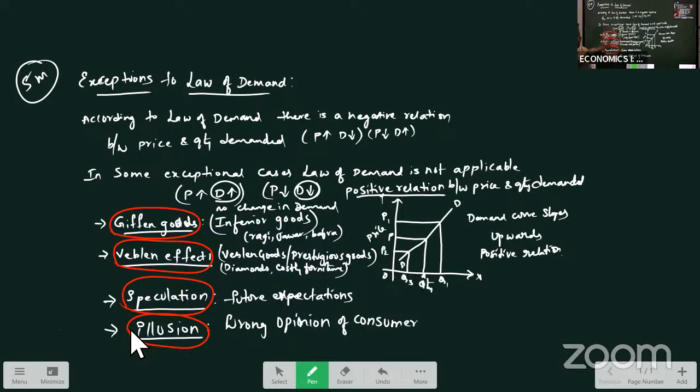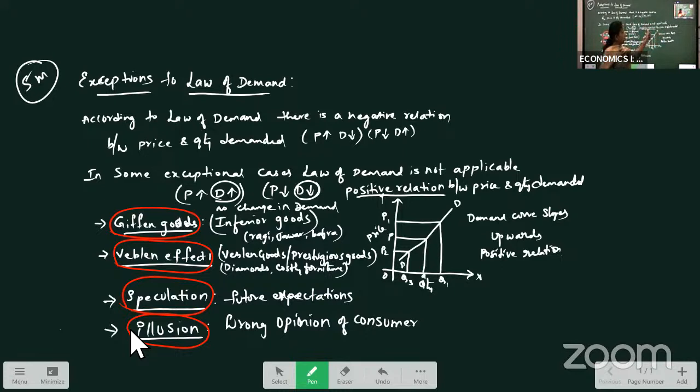So for this answer, give the introduction. According to law of demand, there is a negative relation between price and quantity demanded. In some exceptional cases, law of demand is not applicable. There will be a positive relation between price and demand. In general, there is a negative relation, but in some cases there will be a positive relation.